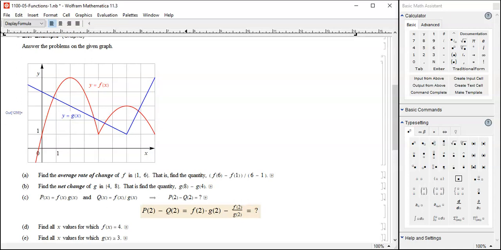So all you have to do is find those function values from the red graph and the blue graph. And that's about it, isn't it? And remember, always, the function value is the y-coordinate. Then you can do this.